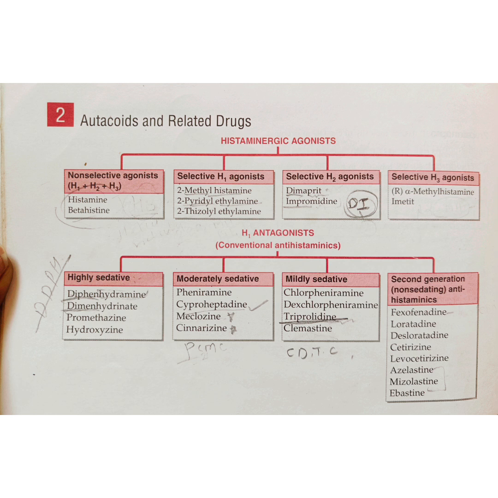And the next one is the second generation antihistaminics that include fexofenadine, loratadine, desloratadine, cetirizine, levocetirizine, mizolastine, ebastine, and azelastine. All these are the second generation, and they have a non-sedating property. So this is the H1 antagonist.